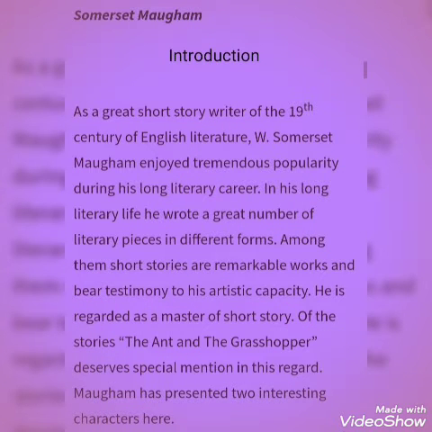Somerset Maugham, as a great short story writer of the 19th century of English literature, enjoyed tremendous popularity during his long literary career. In his long literary life, he wrote a great number of literary pieces in different forms. Among them, short stories are remarkable works and bear testimony to his artistic capacity. He is regarded as a master of short story. Of the stories, The Ant and the Grasshopper deserves special mention in this regard. Maugham has presented two interesting characters in this story.